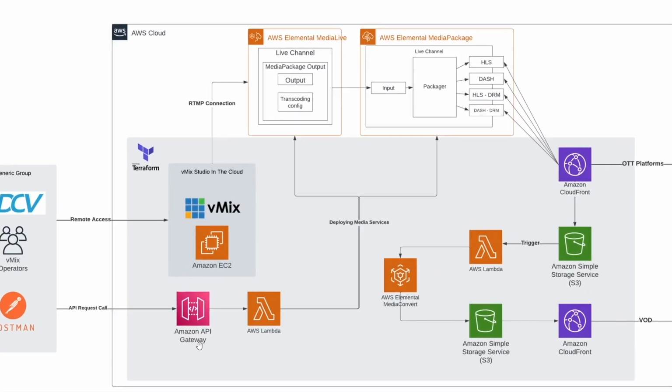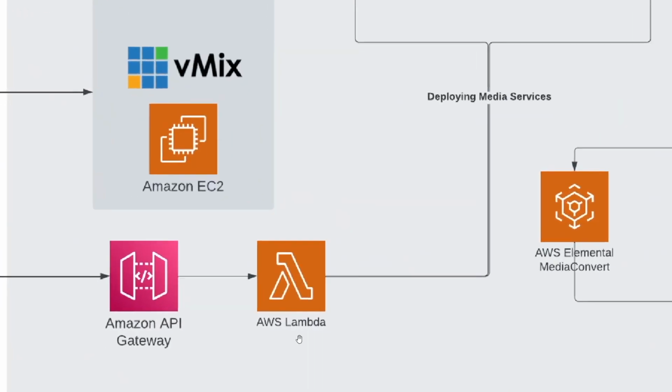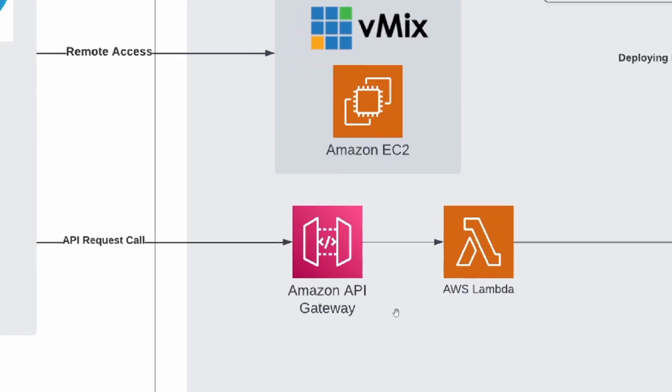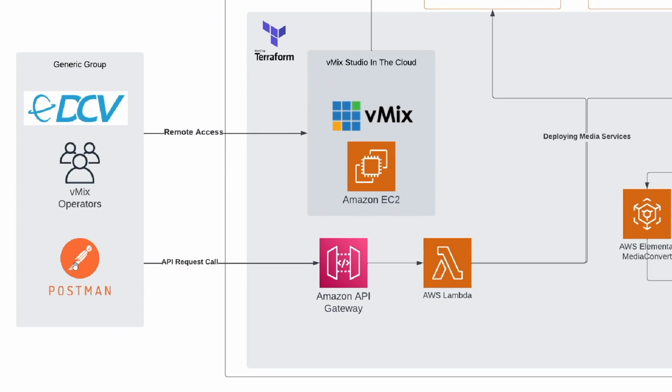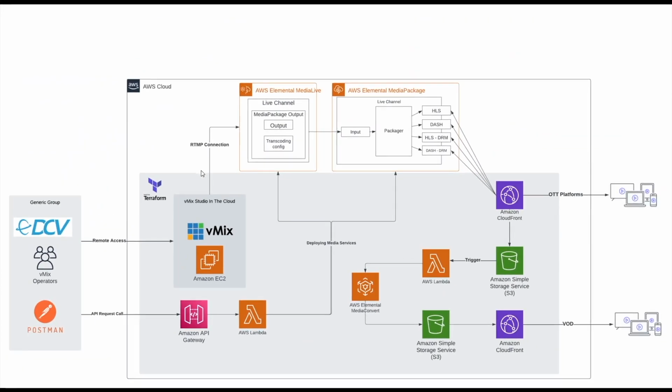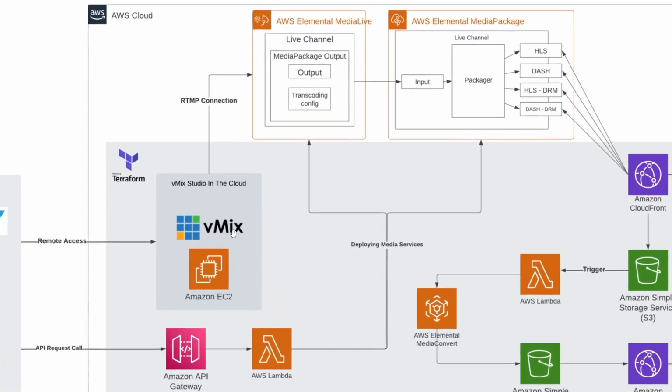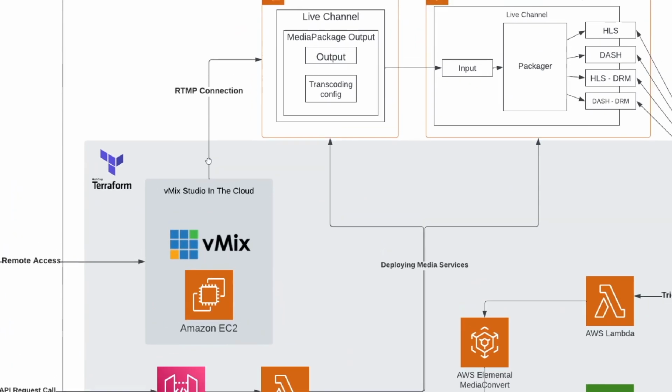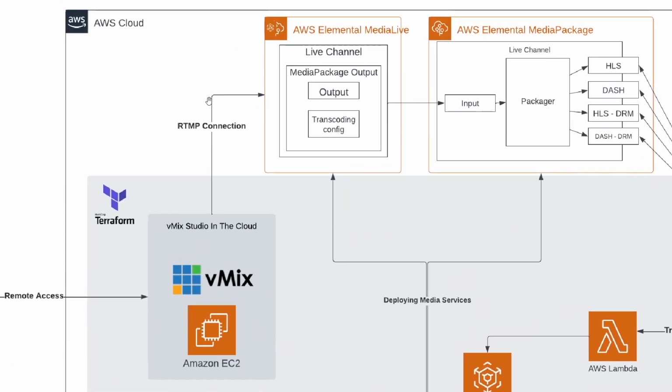An AWS Lambda function integrated with API Gateway controls your Media Live channel. To start the Media Live channel, you will make a secure API post call, triggering the Lambda function. In vMix, configure the output to send the mixed video feed as an RTMP stream. vMix will send the RTMP stream to the input endpoint you've set in the AWS Media Live.